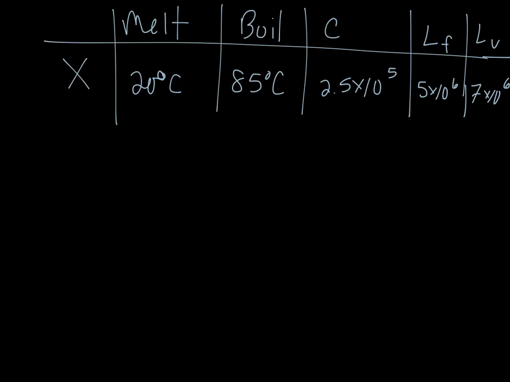So C is a specific heat capacity. It's the amount of energy needed to change the temperature of a substance. But depending on the phase of the substance, that C value can change. Here I'm saying that the C value is constant for this substance in general, no matter what the phase of the substance. So let's say that we're going from negative 50 degrees Celsius to 78 degrees Celsius. So we have this substance at negative 50 degrees and we want to bring it up to 78.